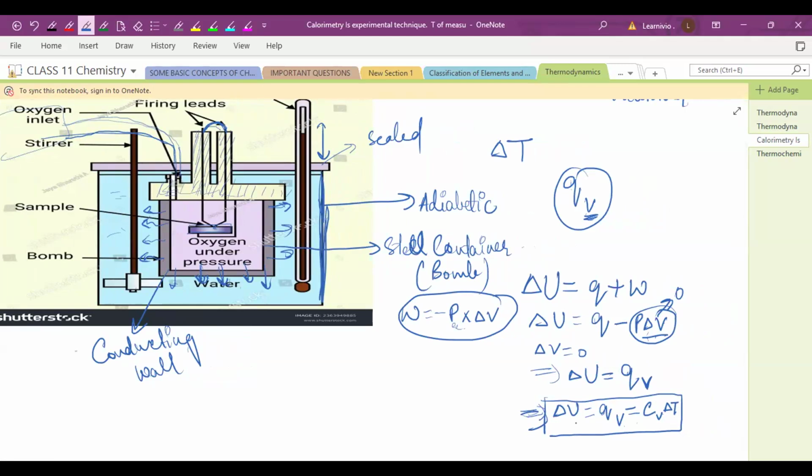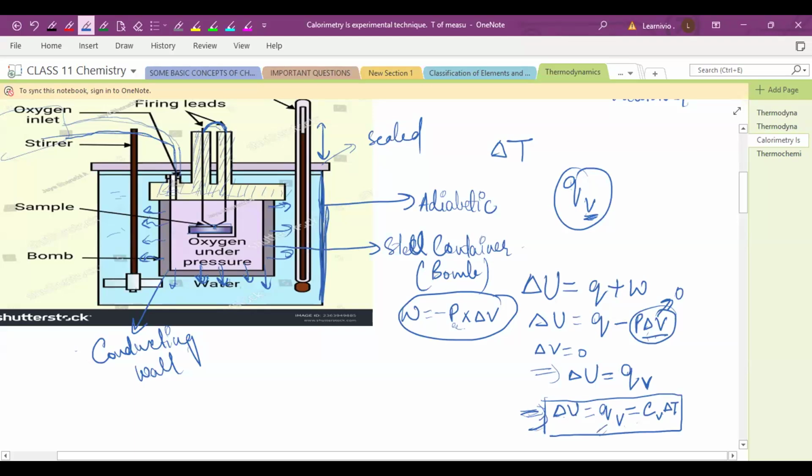They will give you that in a bomb calorimeter, the internal energy is this, and you have to calculate the specific heat capacity. That's how you will calculate the heat capacity or anything. These values will be given in your exam, and you will be asked to find any one of them. So just remember this.